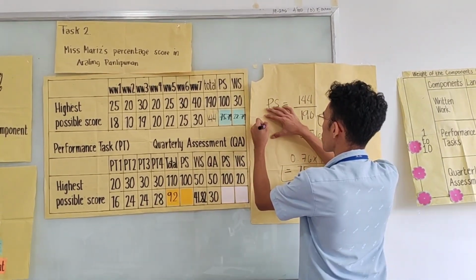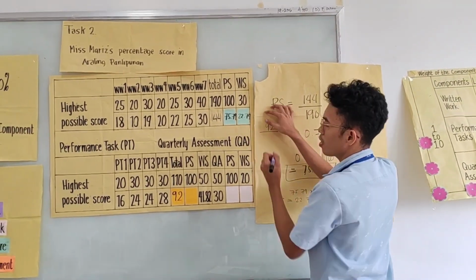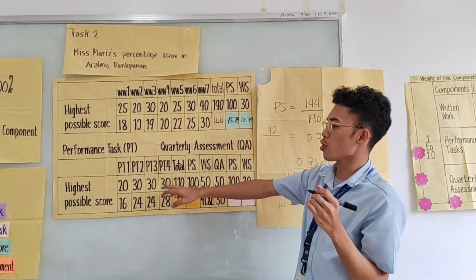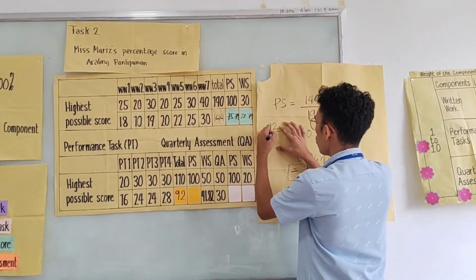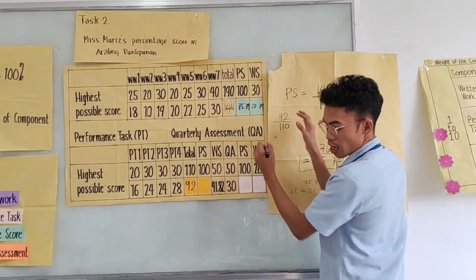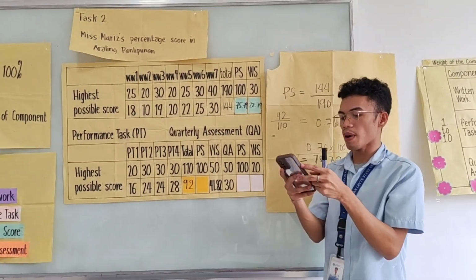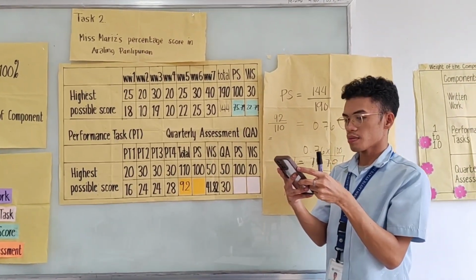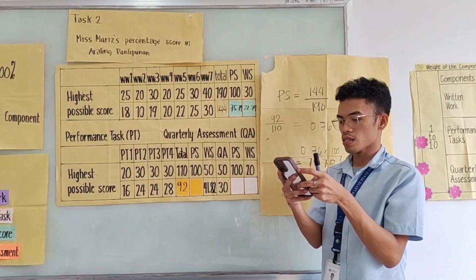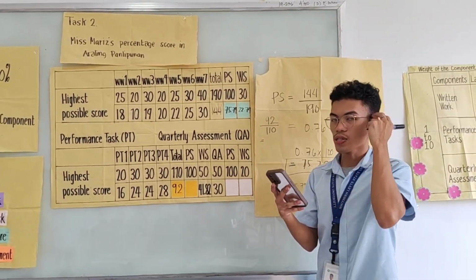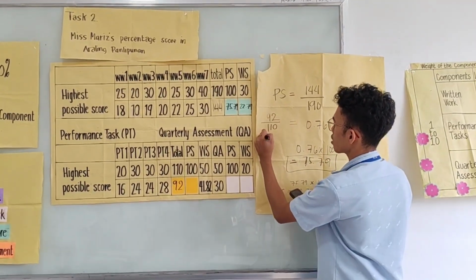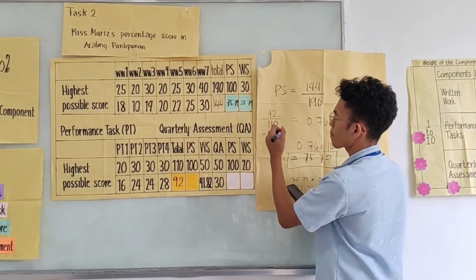Since Miss Marie's total row score is 92, and the total highest possible score in the performance task is 110, we need to divide these. So 92 divided by 110 is 0.84.